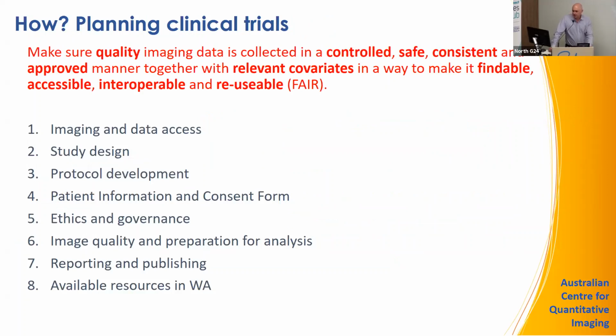So this first talks about how we collect the data. So basically what we want to make sure is that we get quality image data that's collected in a controlled, safe way, that's approved under governance principles, that we collect the relevant covariates that we need, and probably the thing that I find most important is that we make it FAIR, make it findable, accessible, interoperable, and reusable, so that we can get the best value out of this data, which has taken a lot of effort to collect in the first place. So we're just going to run through some of the steps in that process.